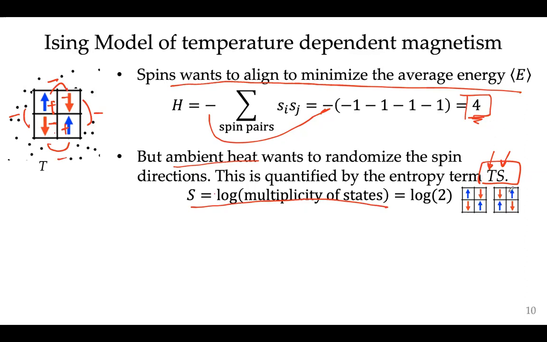You may ask, are there other possibilities, like, let's say, up, up, down, down? No, for this configuration, if you calculate the energy, it's not 4. So the only possibilities for 4 spins in this lattice are 2 ways, so the entropy will be log 2.